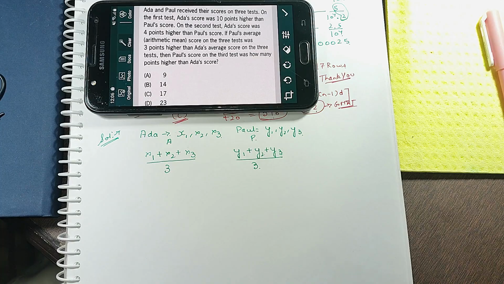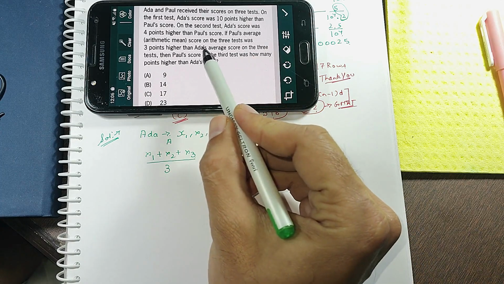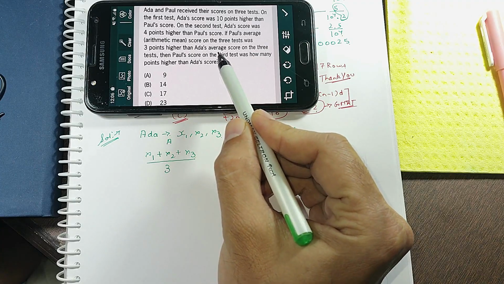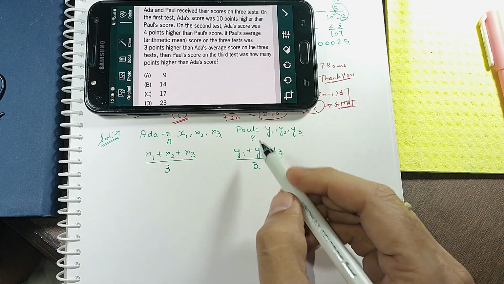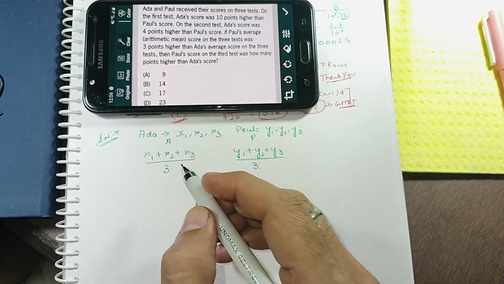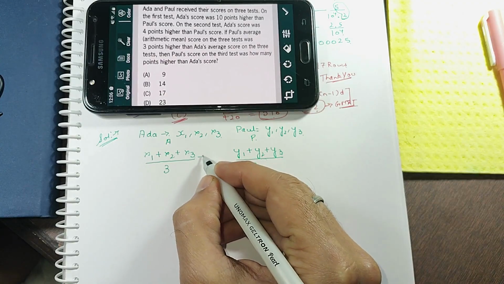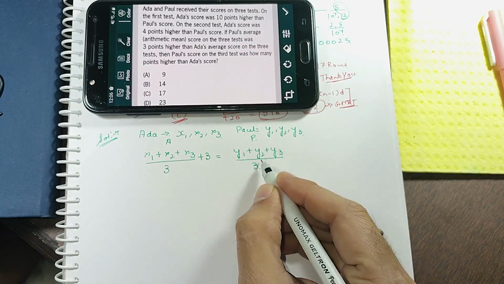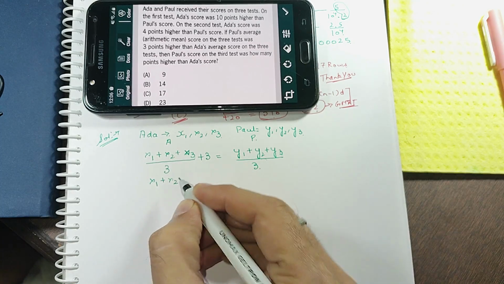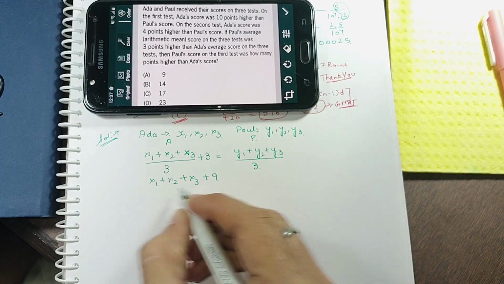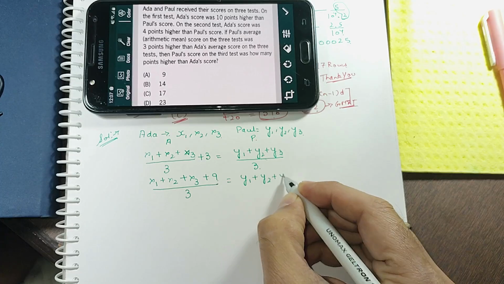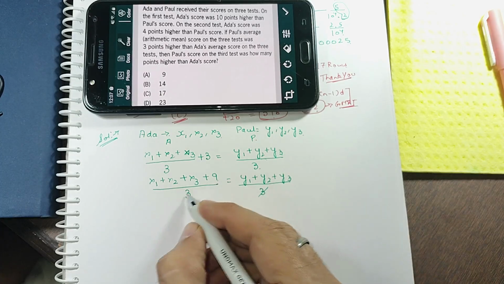So this one is Paul's average score and this one is Ada's average arithmetic mean for the three tests. Now the question says Paul's average score was 3 points higher than Ada's average score. So we add 3 to this side so as to make it equivalent. Taking LCM, it will be x1 plus x2 plus x3 plus 9, whole divided by 3, equal to y1 plus y2 plus y3 whole divided by 3. The 3 and 3 get cancelled.